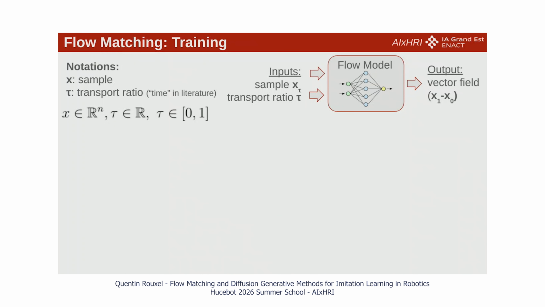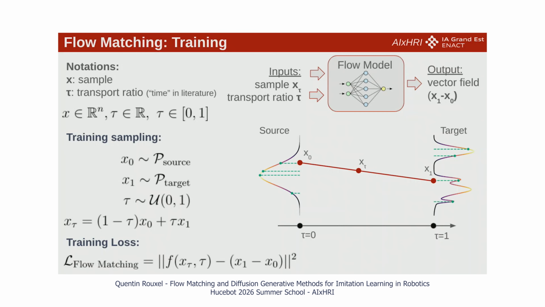So to go back again and explain more about the training, let's consider we have samples which are taken from a high-dimensional space, and we have this transport ratio, which is between 0 and 1, that represents how much we are progressing during the transformation. In the literature, this transport ratio is often noted as time, which I think is terrible, because we are dealing with robotics, with time-based problems, so it's not about time; we'll call it transport ratio here. And the whole point, again, is to build a model that will take as input the samples we are trying to transform.